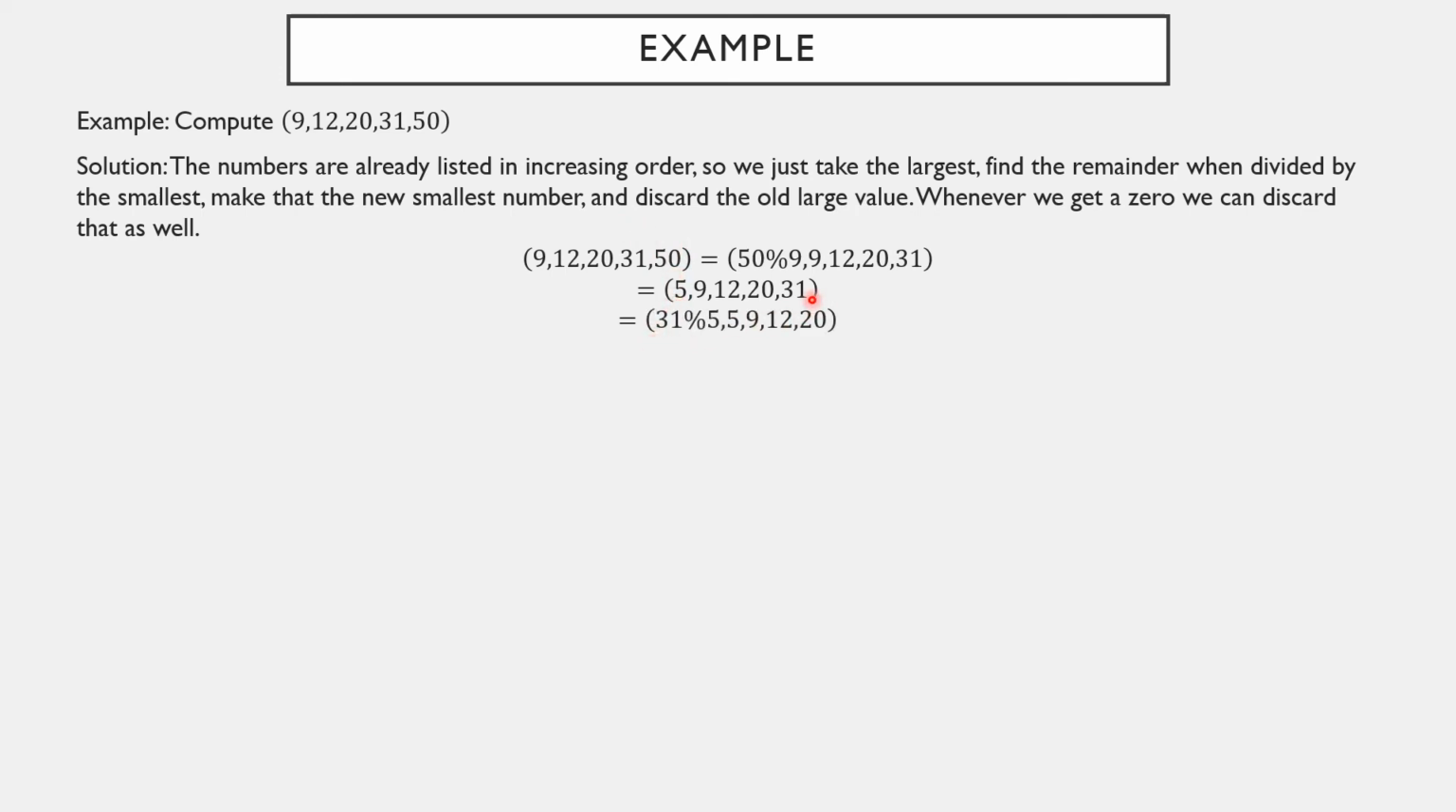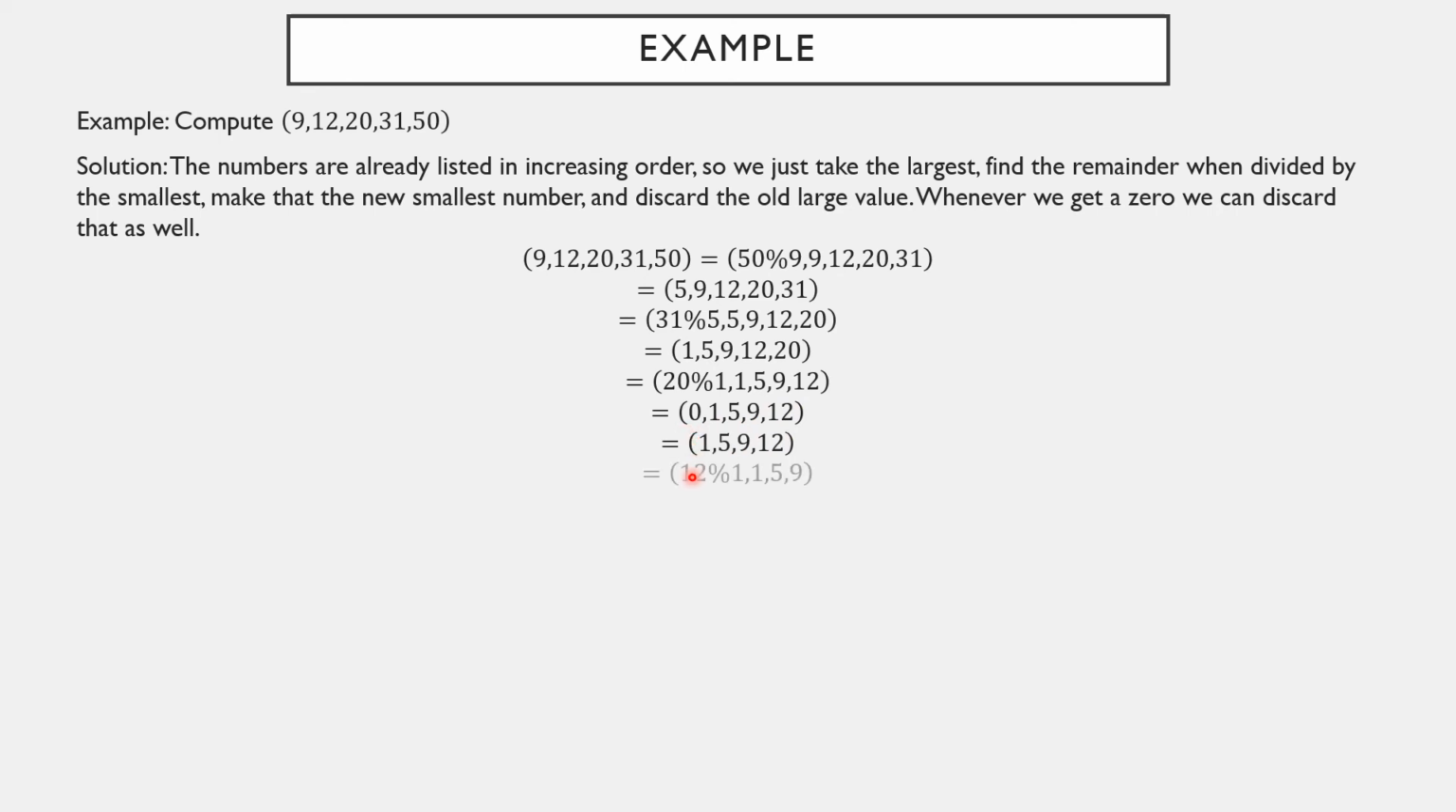Do that again, 31 over 5 remainder, and otherwise shift everything over. Well, that remainder is 1. Do that again, 20 over 1 remainder, and otherwise shift everything over by 1. The remainder when dividing by 1 is always 0, and when a 0 pops up, get rid of it.